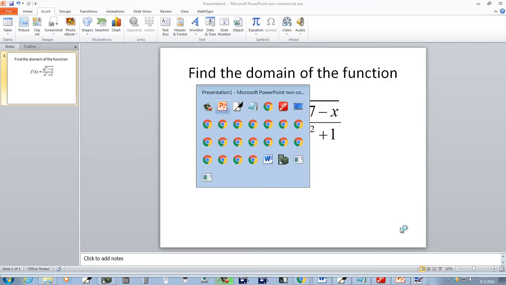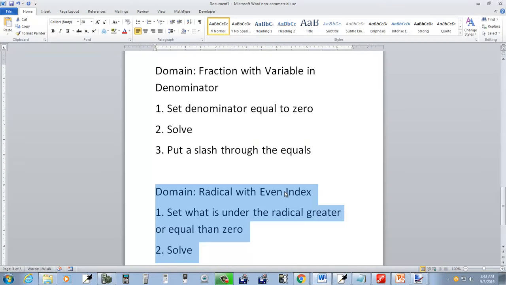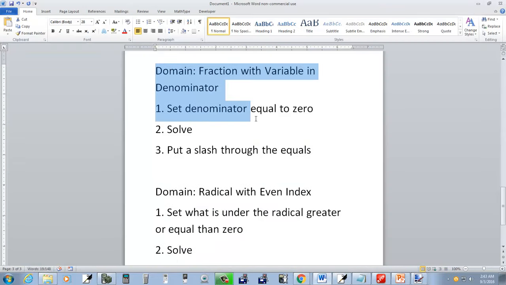Let's take a look at this problem. We got f of x is equal to the square root of 7 minus x over x squared plus 1. We got two issues in this problem. One of them is we got a fraction with a variable in the denominator. So for a fraction with a variable in the denominator, we're going to go through these steps.